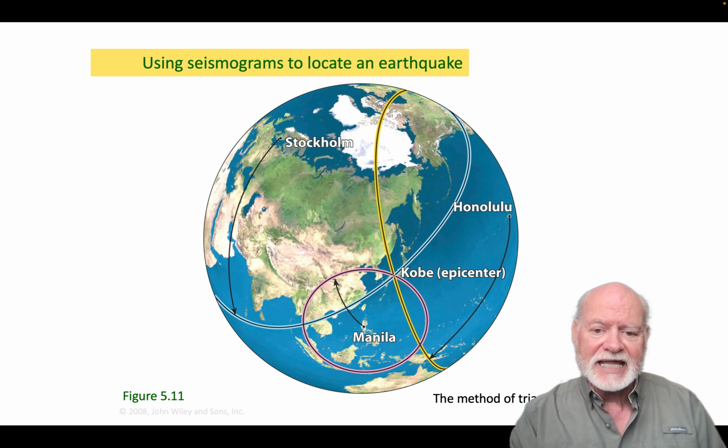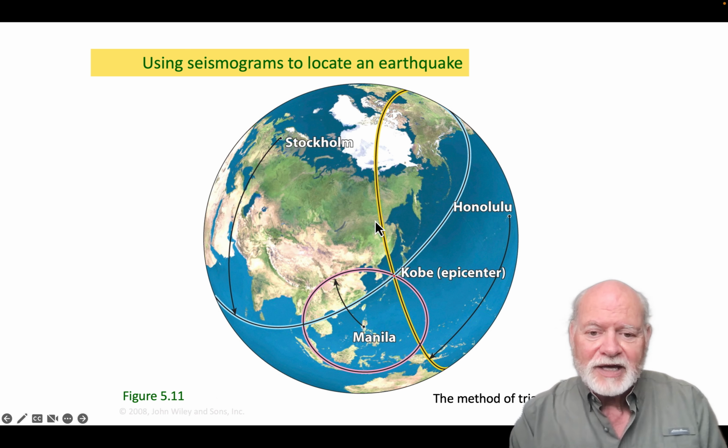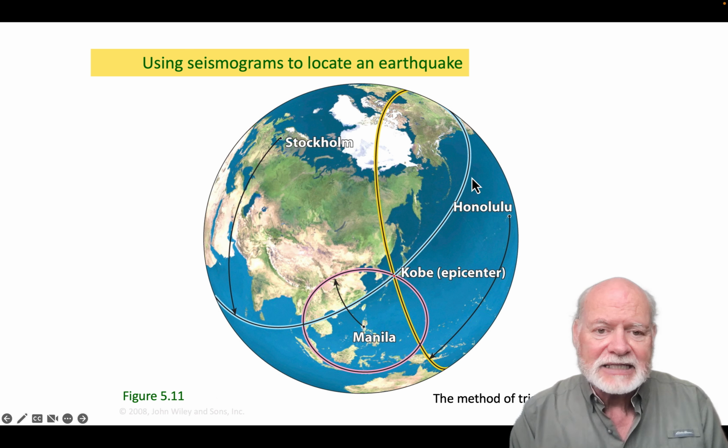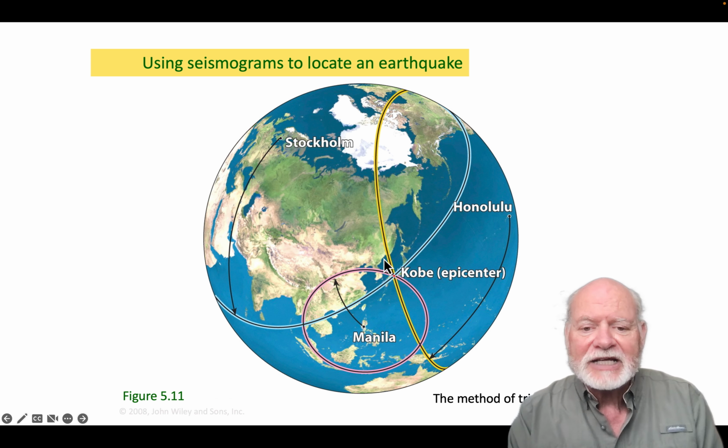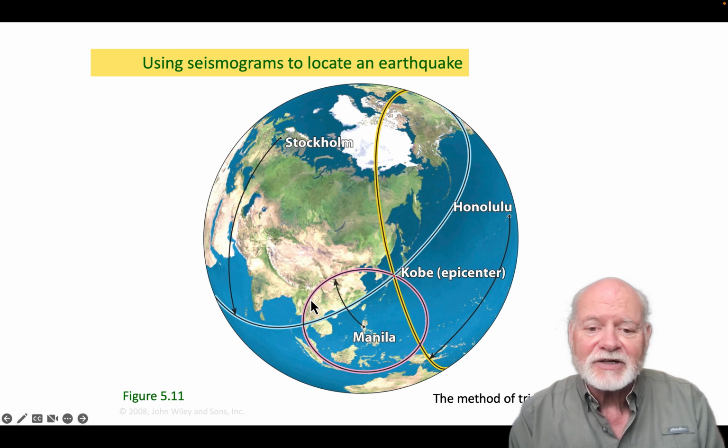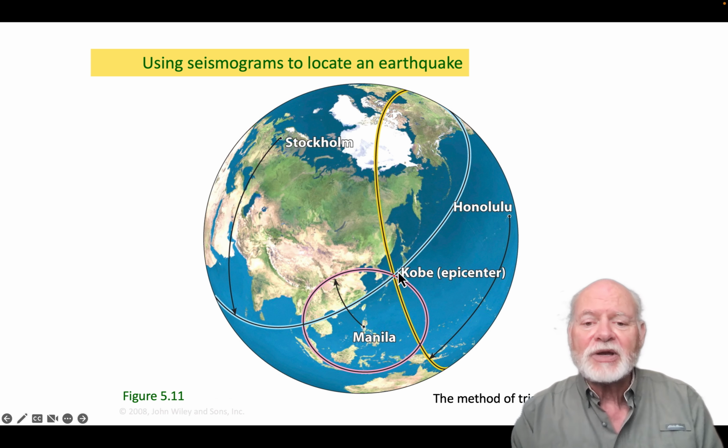And you'll notice that if you just looked at Honolulu, which is the yellow line, and Stockholm, which is the blue line, they cross in 2 locations, right? One on the opposite side of the Earth and one over here. What lets you know that the epicenter is over here is when we draw the line in from Manila, the circle around Manila, they all intersect here. Now here it shows a point.